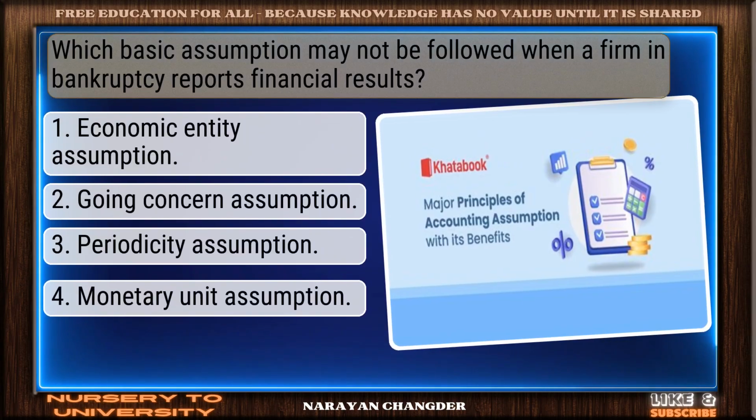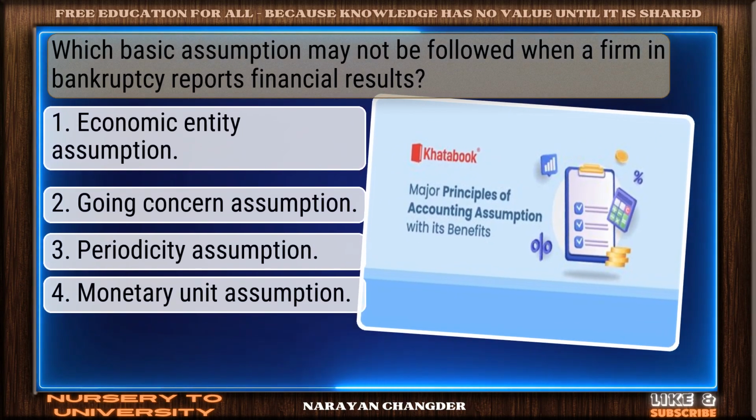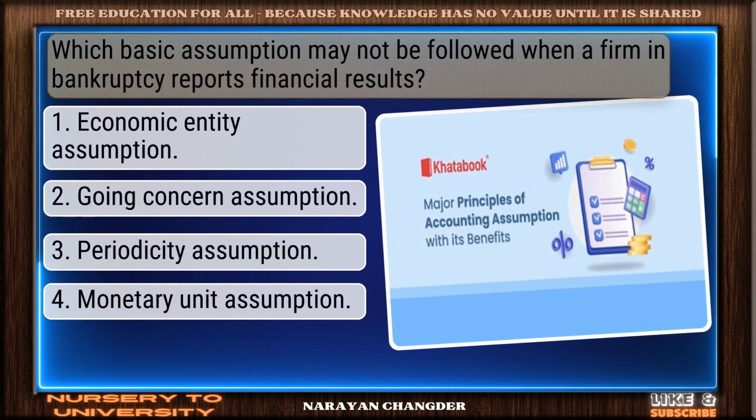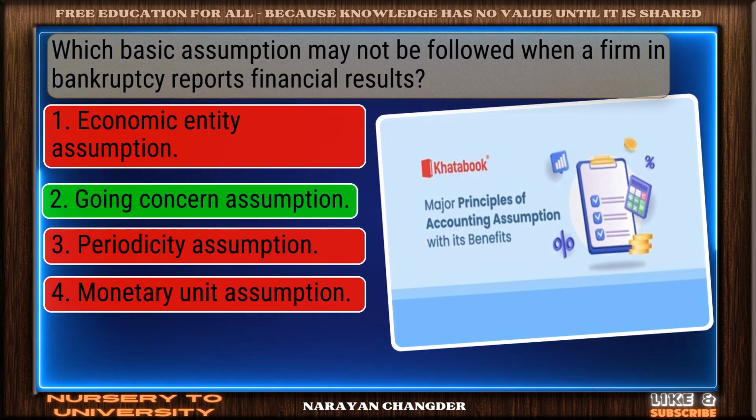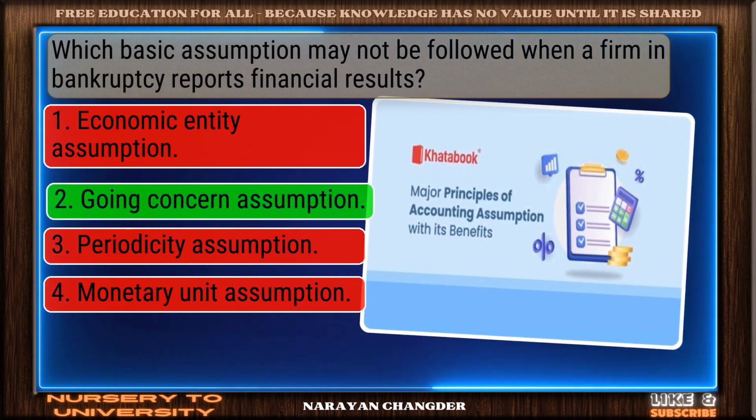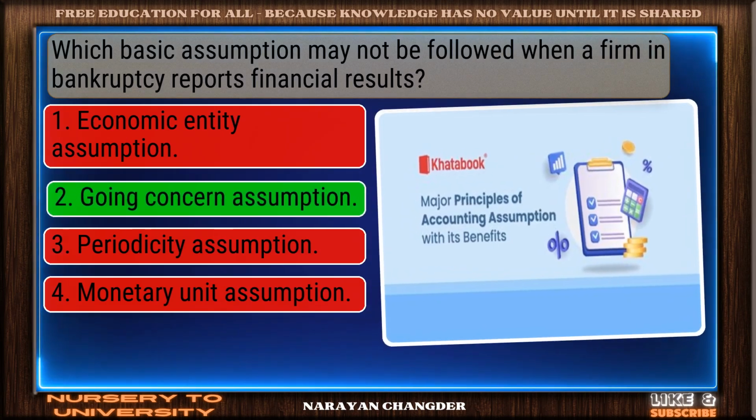Which basic assumption may not be followed when a firm in bankruptcy reports financial results? Nicely done. Going concern assumption is a solid answer.